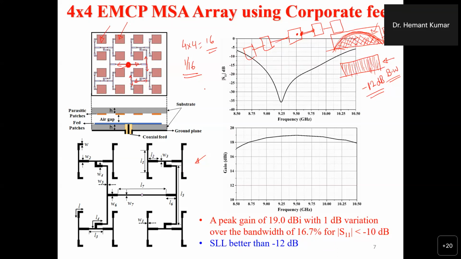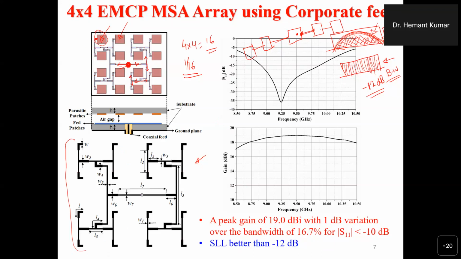So in our case, we used the corporate feeding technique, and this is the feed network. This is how we have to design the feed network. First, we have to design the unit element. Once you design the unit element, you have to check how much impedance is at this position. Using software, you can put a discrete port here, and then you can determine how much impedance is at this position.